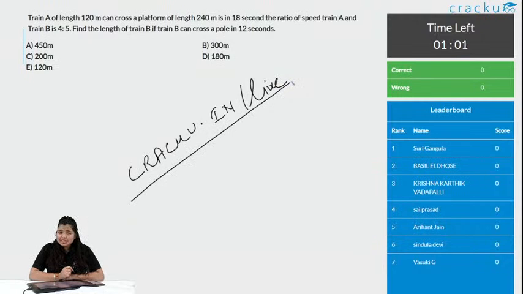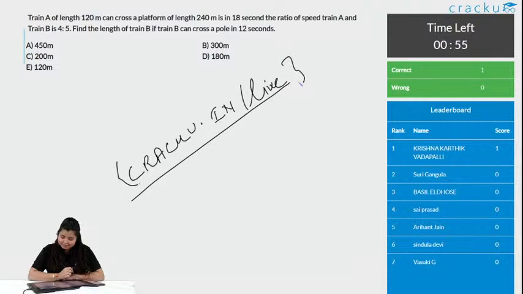Oh, really an easy question, right? Okay, one person got this correct. You should take nearly 30 seconds to 45 seconds for this question. This is a really easy question, I say. As you can see, 3 people already got this correct.